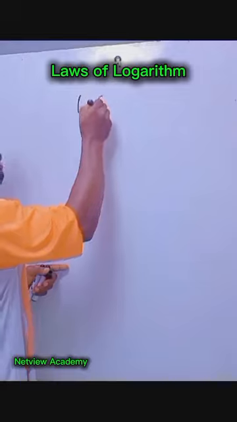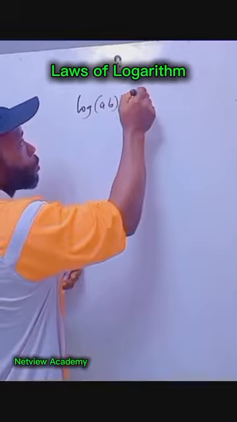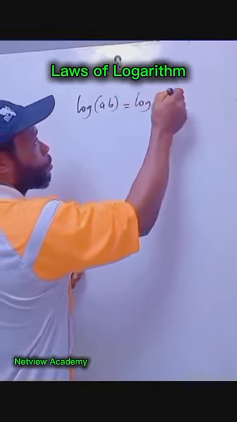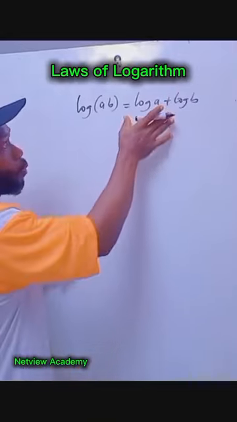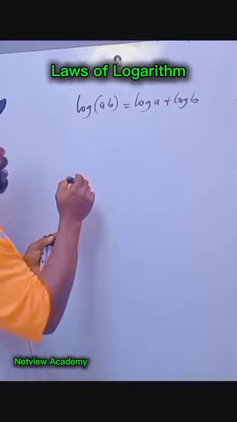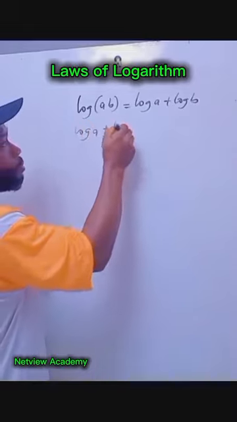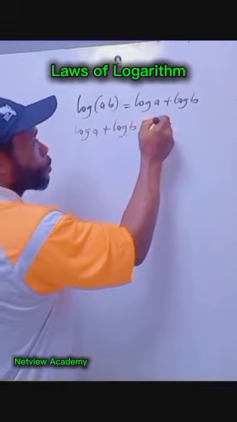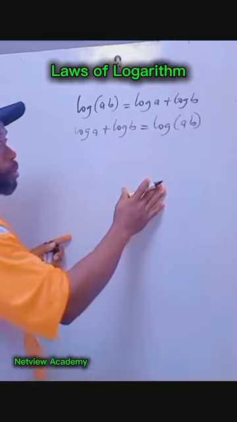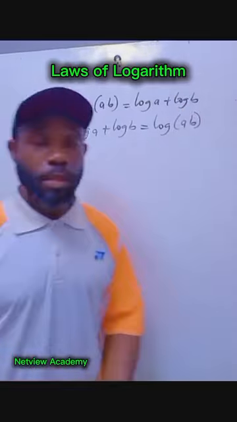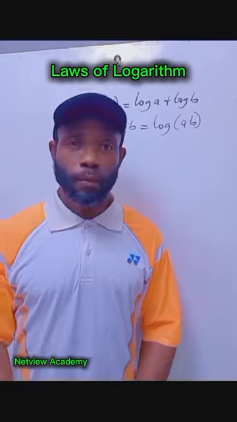Log a multiplied by log b is equal to log a plus log b. We can rewrite this expression as log a plus log b is equal to log a multiplied by log b. This is the product law of logarithm. Let me show you how to apply this law.